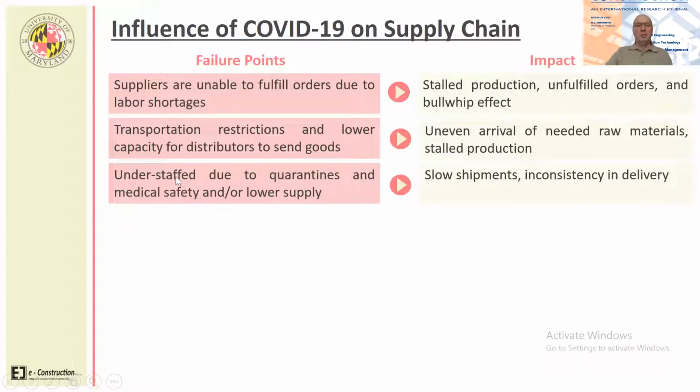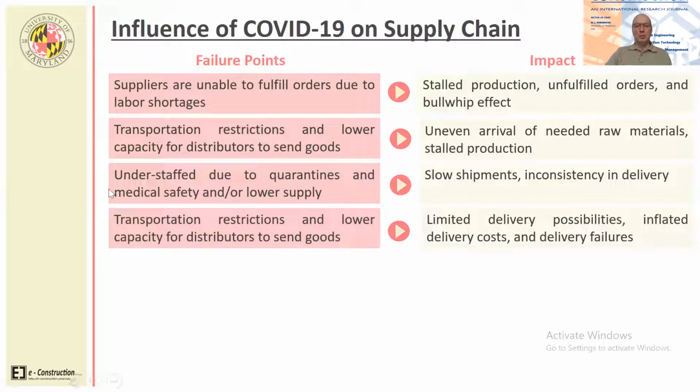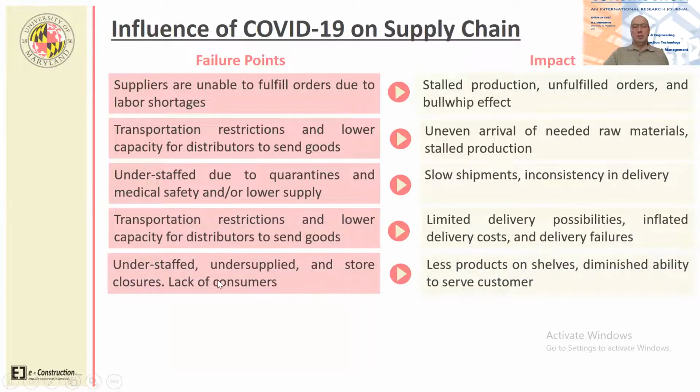We have understaffed companies due to quarantines and medical safety, and sometimes lower supplies of not just labor, but also products. So we have slow shipments and inconsistencies in deliveries. Items that are being awaited for just-in-time delivery just don't show up, and that causes the need to store materials in the future, to reshuffle schedules, and that becomes a problem as well. So we have, again, transportation restrictions, limited delivery possibilities, inflated delivery costs, sometimes because of the lack of deliveries using traditional modes of transportation, that can actually jack up the cost as well. Sometimes to the point that deliveries just fail to materialize.